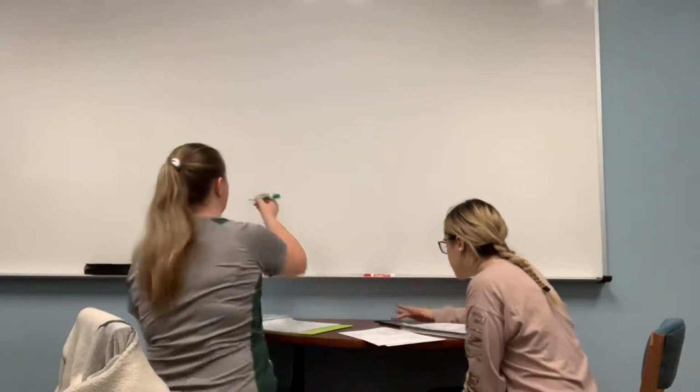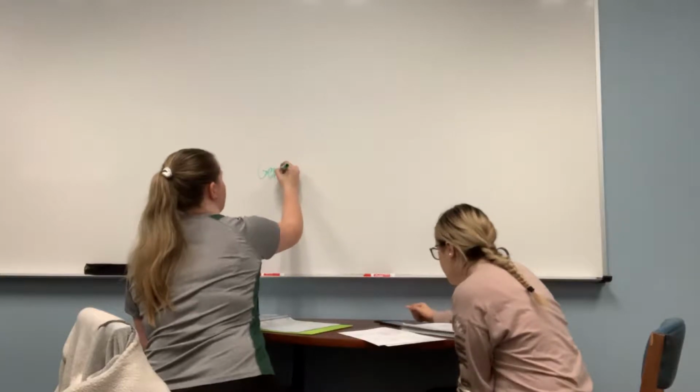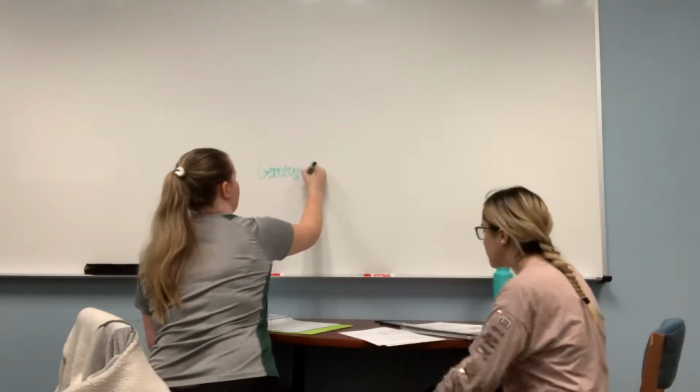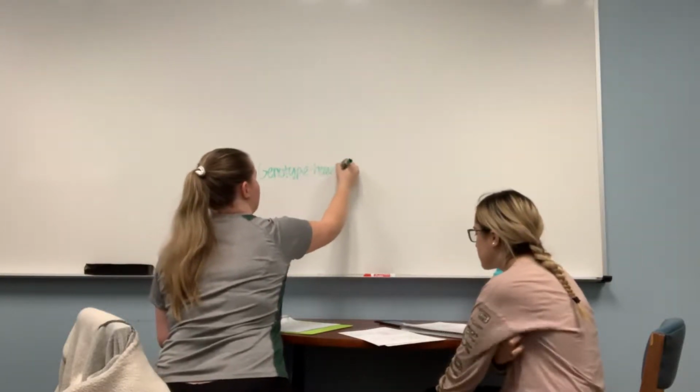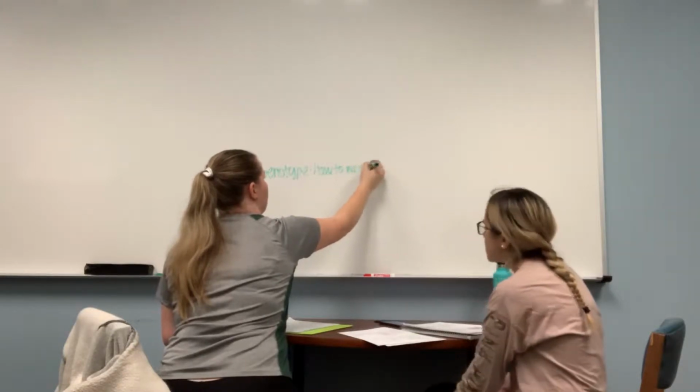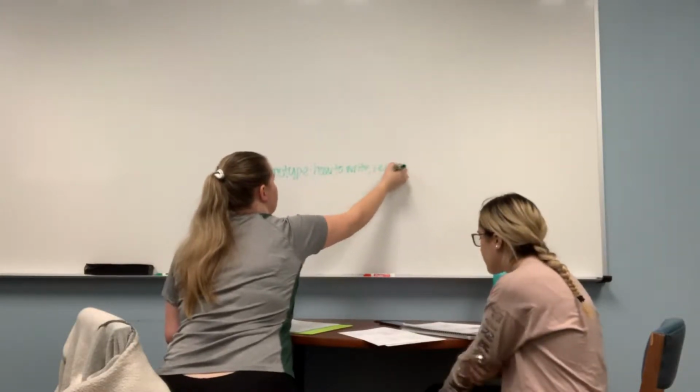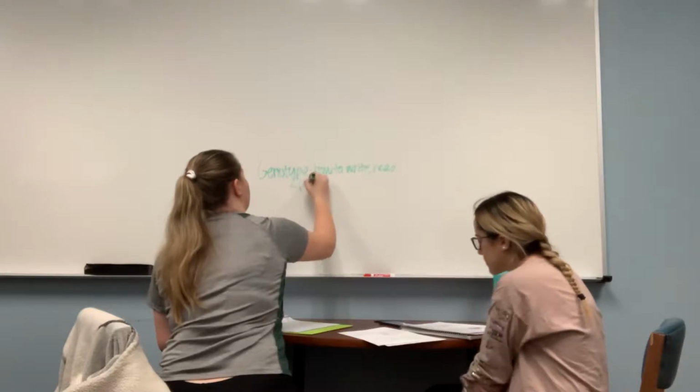So she said how to write them, read them, and how they are passed to offspring. How to write, and read, and how they're passed to offspring. And then the Punnett squares.